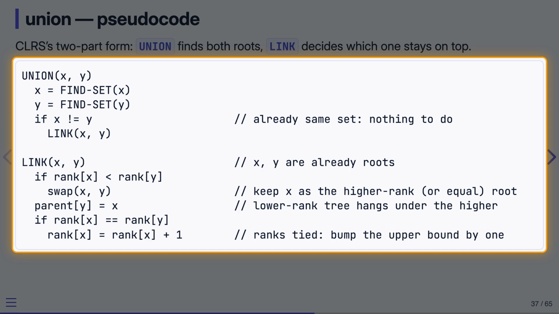First, it compares their ranks. If rank at x is less than rank at y, it swaps them so that x is always the taller side. Then it sets parent at y to x, the shorter tree hangs under the taller one. The last step handles a tie. If rank at x is equal to rank at y, the tree just got one level taller, so it increases rank at x by 1. That bumps the upper bound to match the new height.